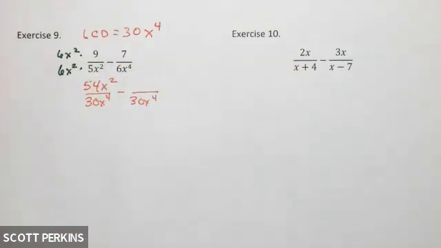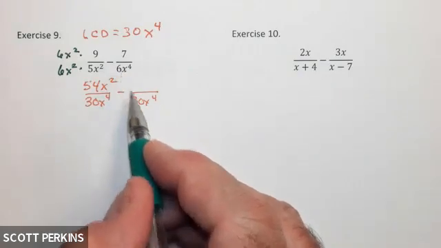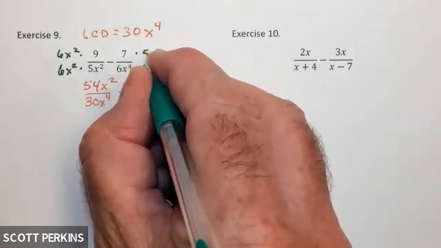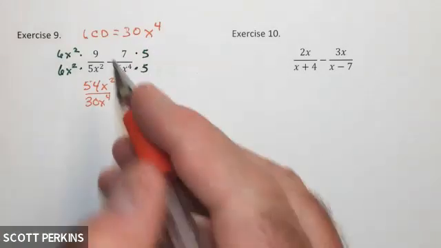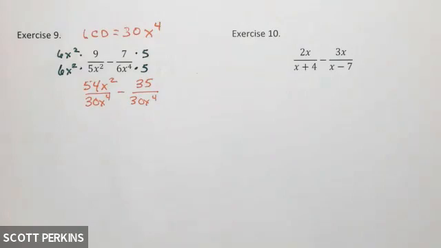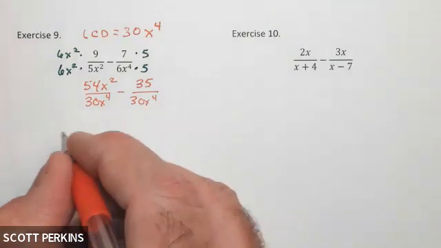The next one, it starts off as 6x to the 4th. I've got to turn it into 30x to the 4th. So that means I multiply by 5. I don't need any more x's on that one. And in the numerator, 7 times 5 is 35. There's my 2 new fractions that I'm subtracting.